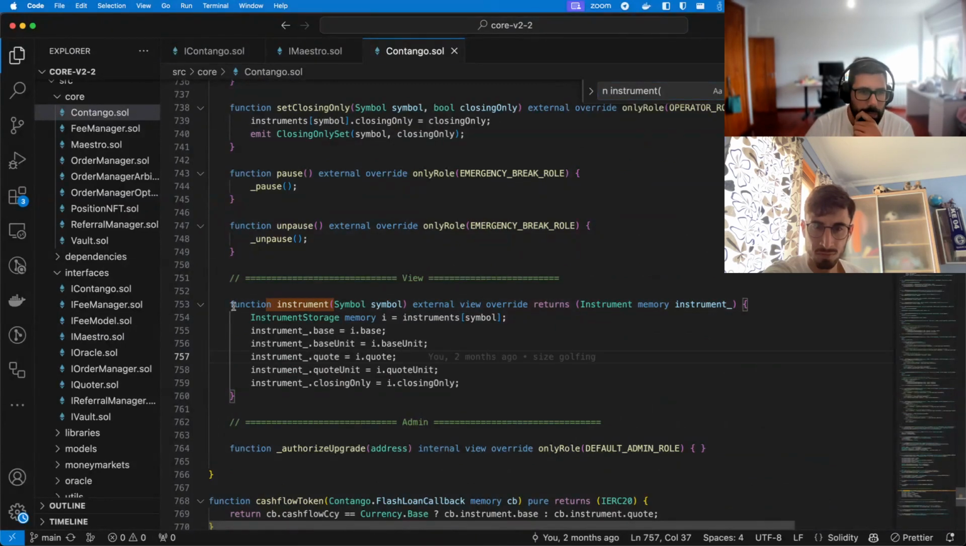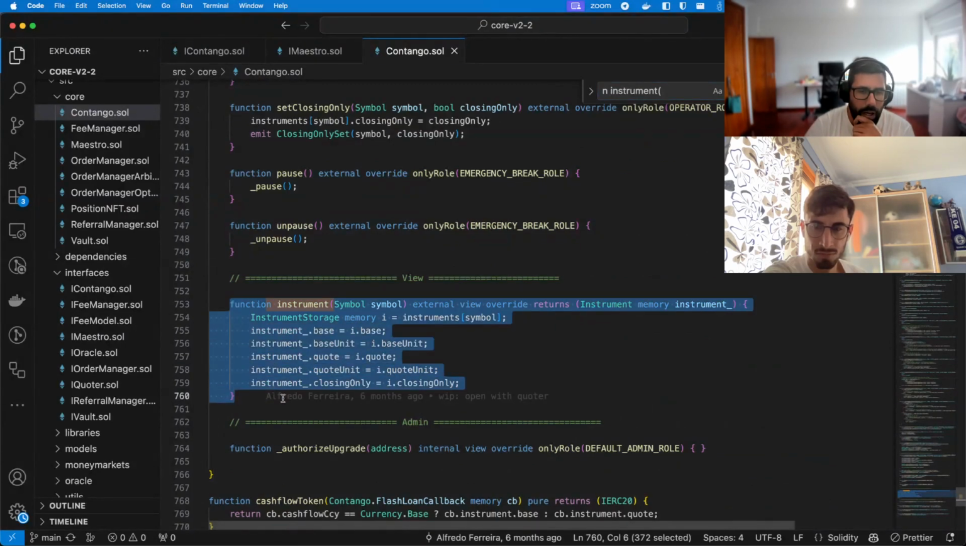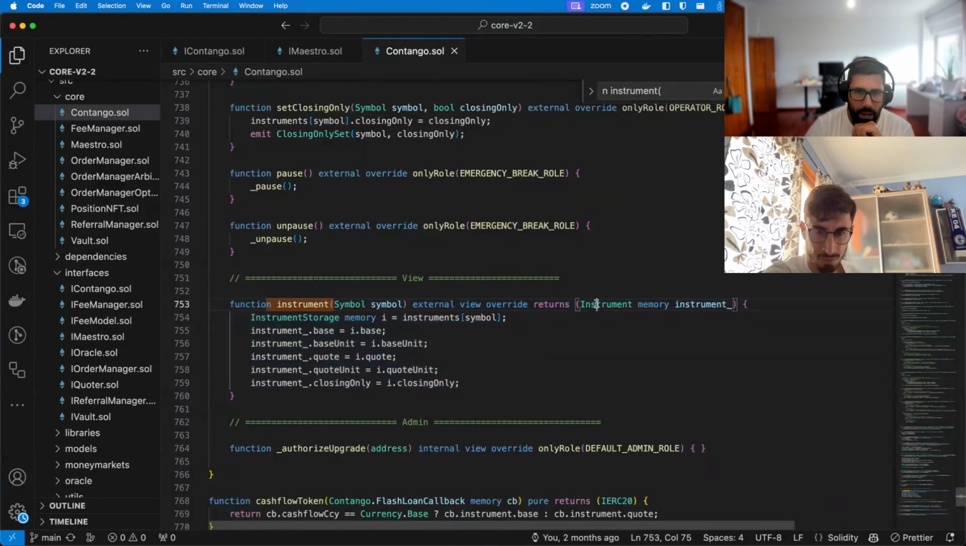Yeah, so this is how we work around this: we read from storage, we copy it into this memory object, and then we know that even if we decide to change this or add more stuff in the future, we won't be breaking any public API.